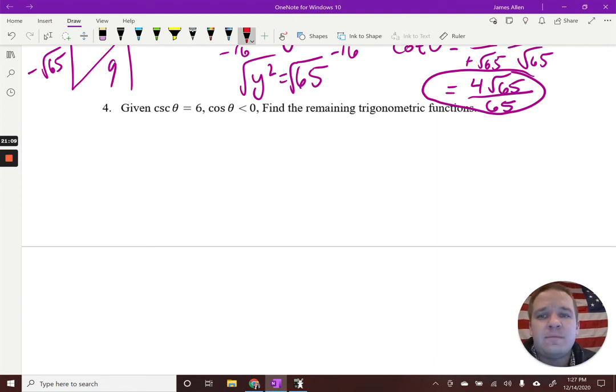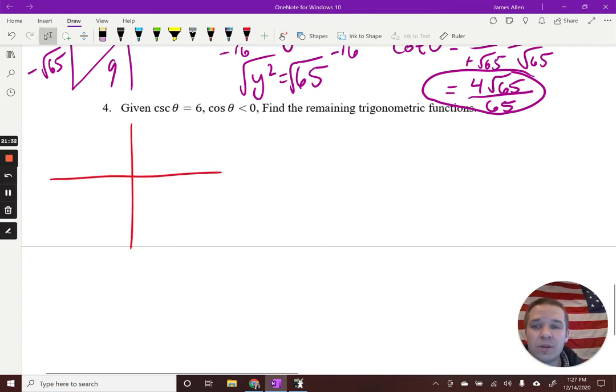Given the cosecant of theta is equal to 6, cosine is less than 0, meaning cosine is negative, find the remaining trig functions. Okay. Well, if cosine is negative, that means it's in quadrant 2 or 3, since in quadrant 1 all of them are positive, and cosine is positive in quadrant 4, that leaves 2 and 3. So I know I'm in either the second or the third quadrant. Now, cosecant is the reciprocal of sine. So it follows suit with the sine function as to its positive or negative aspects, right? Well, it's going to be positive in the second quadrant then, because sine is positive in the second quadrant.